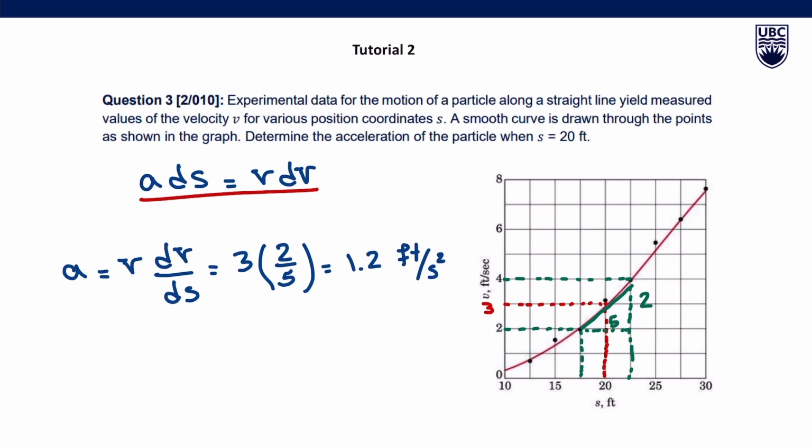This number represents how quickly the particle is speeding up or slowing down at that very point. Understanding graphs like this is crucial because they give us a visual way to understand motion. And remember, acceleration is not just about speed, it's about changes in speed. A positive acceleration means our particle is speeding up at 20 feet along its path. Now let's go to the next question.